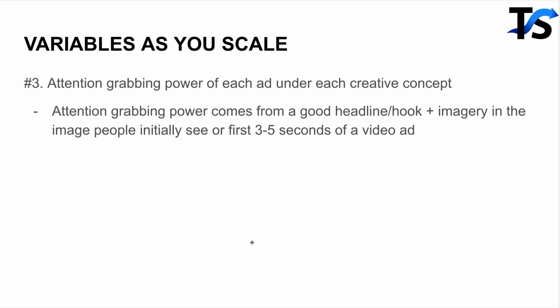Okay. Attention grabbing power comes from a good headline and hook, plus imagery in the image, or the first 3 to 5 seconds of a video ad. Okay.